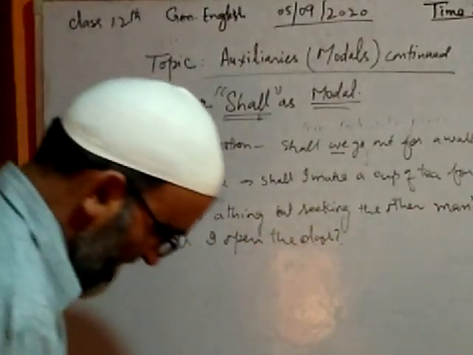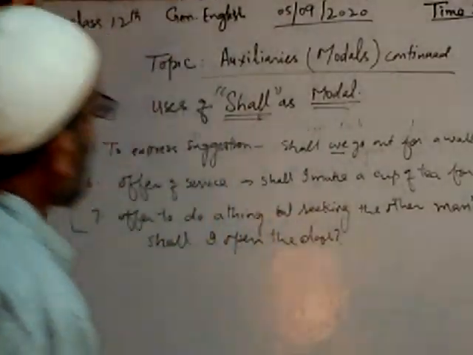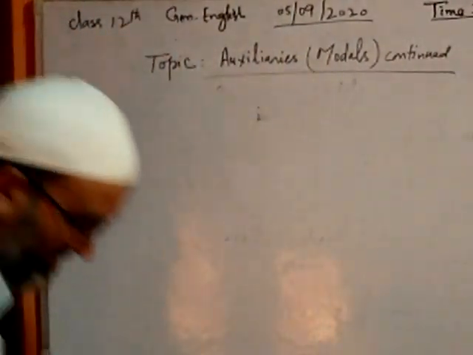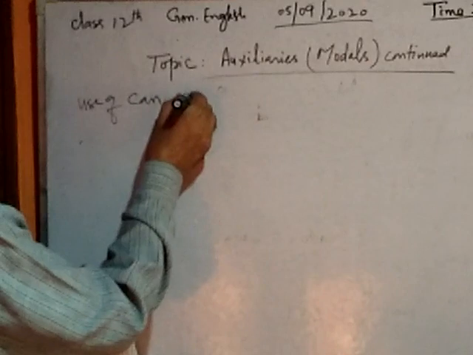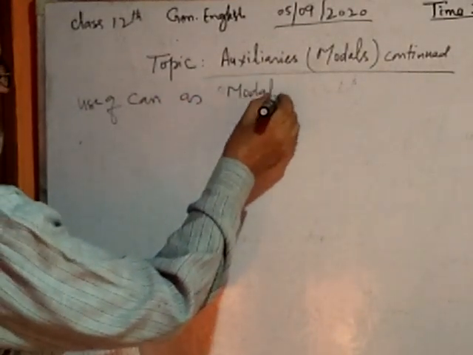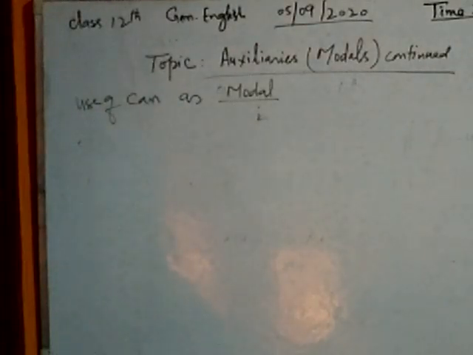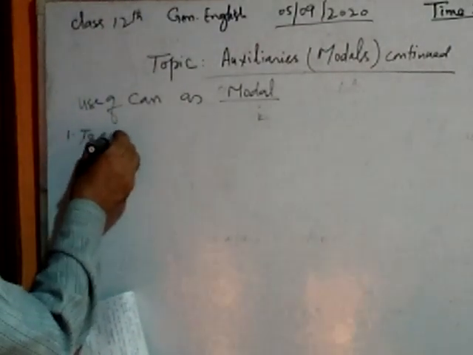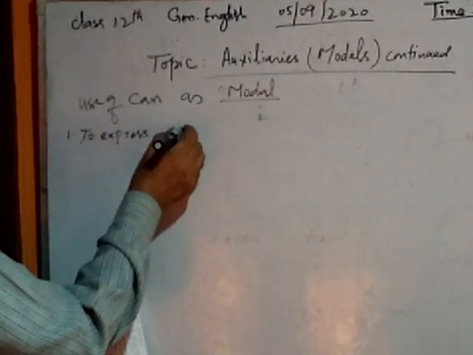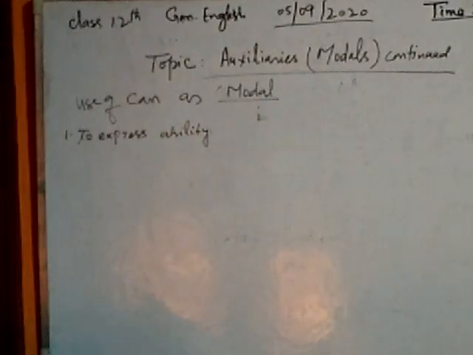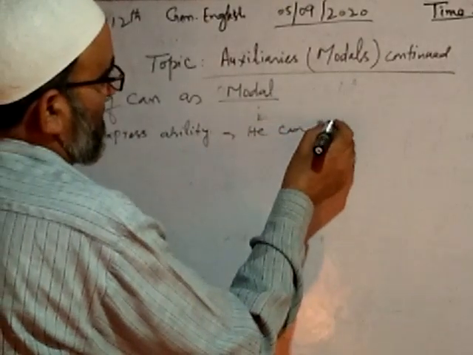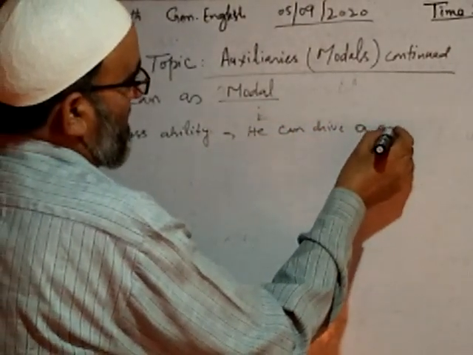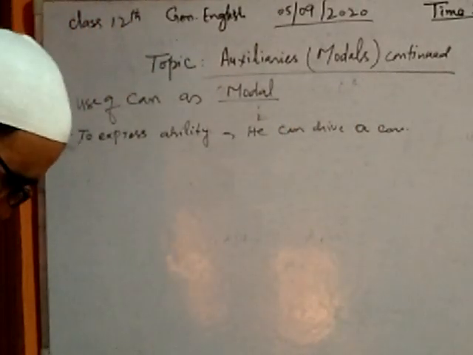Yes, dear students. Now, let us move to use of can as modal auxiliary. Pehla use iska hai to express ability. Yani ability ka izhar karne ke liye hum can istemal kar sakte hain. For example, he can drive a car. Ye uski ability hai.